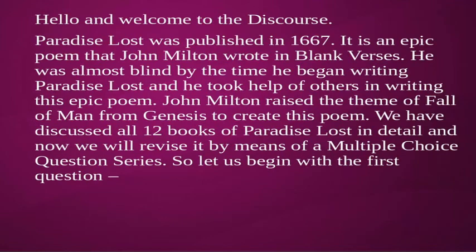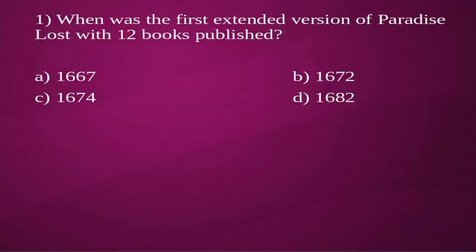We have discussed all 12 books of Paradise Lost in detail, and now we will revise it by means of a multiple choice question series. So let us begin with the first question. The first question is, when was the first extended version of Paradise Lost with 12 books published? Option A 1667, Option B 1672, Option C 1674, and Option D 1682.